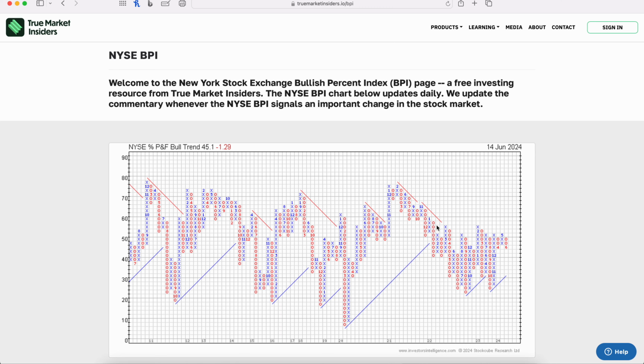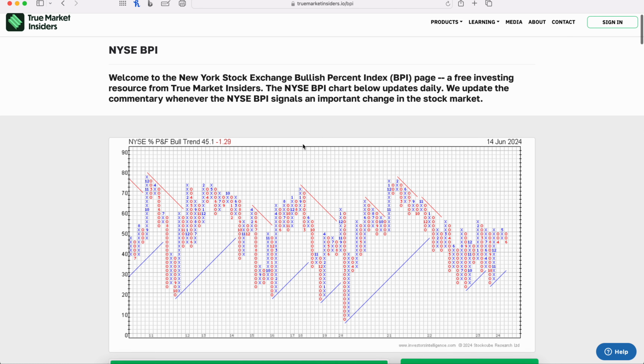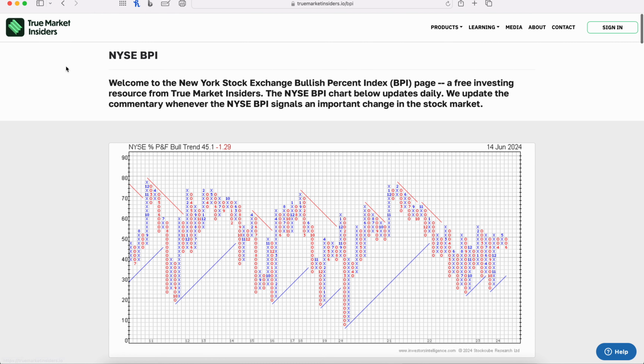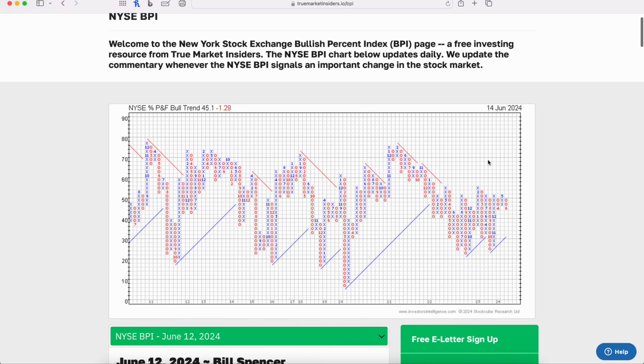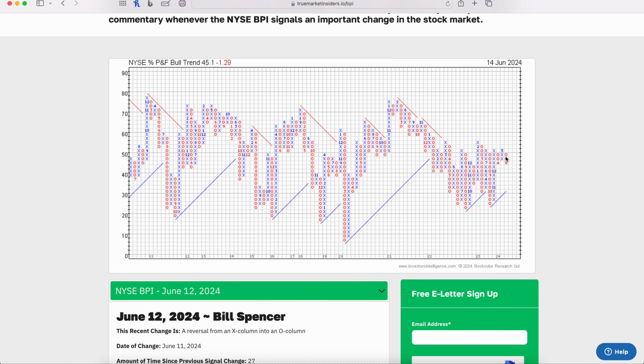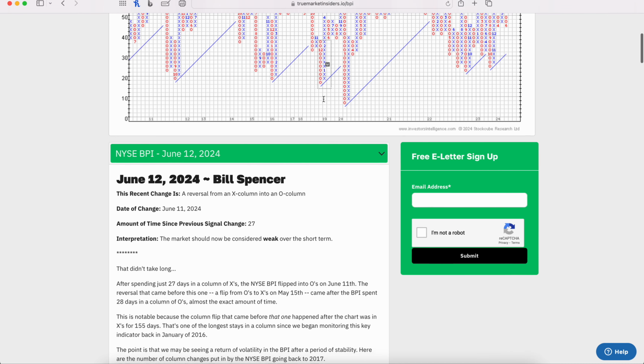So here's the bullish percent index. Everything I just went through doesn't change any of this. This is a barometer of the market, and this is the big one. This is the NYSE BPI from investorsintelligence.com. It happens to be from True Market Insider's website, and these guys are great. So it is in a column of O's, minus 1.29 points.